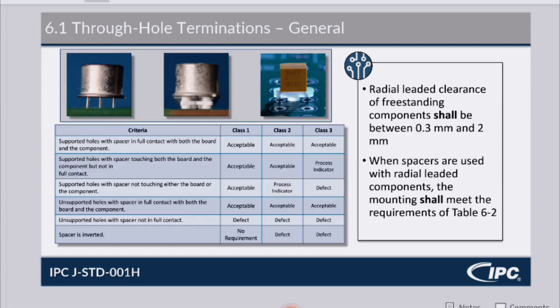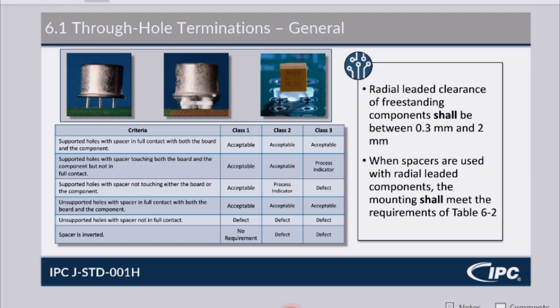Clearance of radial leaded components that are mounted freestanding. So if they're supported by leads only with no spacer, they shall be between 0.3 millimeters and 2 millimeters. That's the clearance there. That is a process indicator for class 2 and 3. If not, it's acceptable for class 1. If not, the spacing between the component and the printed board shall not violate minimum electrical clearance. Again, if it violates minimum electrical clearance, it is a defect for all 3 classes.